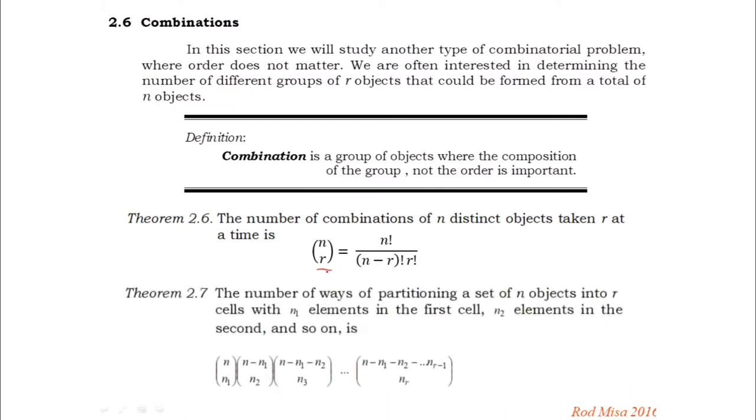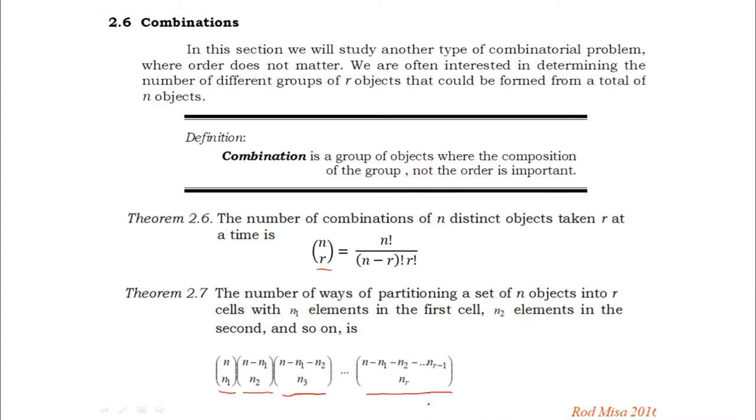And the second theorem is the number of ways of partitioning a set of N objects into R cells with N sub 1 elements in the first cell, N sub 2 elements in the second, and so on and so forth, is given by the combination of N taken N sub 1 times the combination of N minus N sub 1 taken N sub 2 at a time, times N minus N sub 1 minus N sub 2 taken N sub 3 at a time, and so on and so forth until this combination here, which is N minus N sub 1 minus N sub 2 minus and so on, up to N sub R minus 1, taken N sub R at a time.